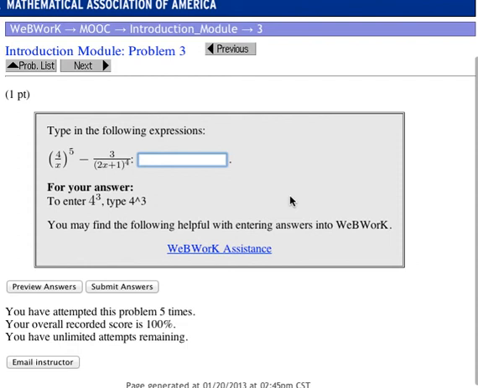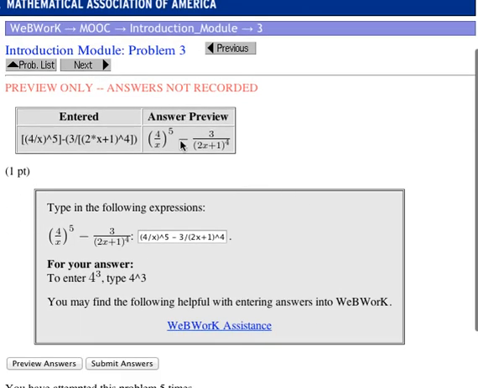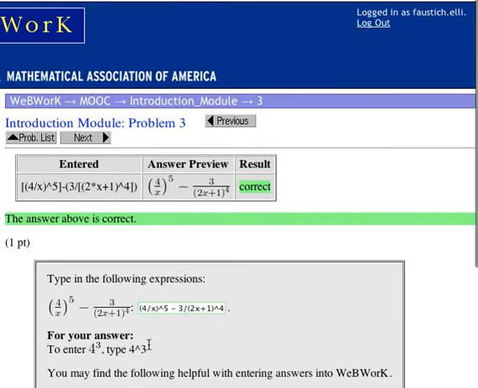My third problem wants me to look at how I use fractions. I want 4 divided by x, so I'm going to type in using the backslash, raised to the 5th power. I'm subtracting from that 3 divided by the whole quantity, 2x plus 1, raised to the 4th. I definitely want to preview this answer to make sure I typed it in correctly, which it looks like I did, so I will submit.